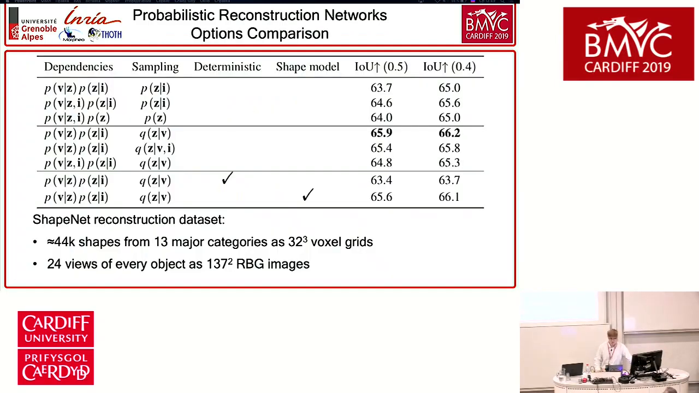So to evaluate all the options, we took the ShapeNet dataset and computed the intersection over union metric for two visualization thresholds, neutral 0.5 and slightly overestimating 0.4. Here in the first three lines, you can see the results of different image conditioning options trained with Monte Carlo. And as you can see, in that case, additional image conditioning improved the result.